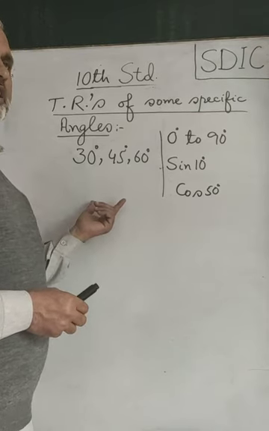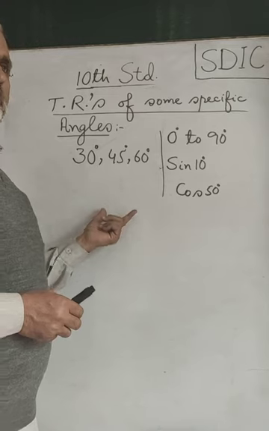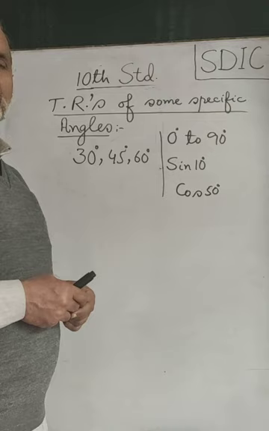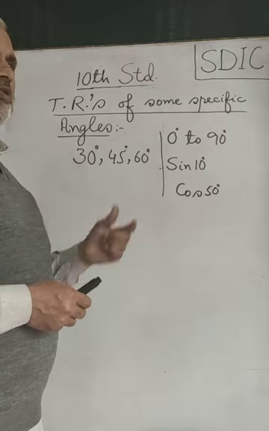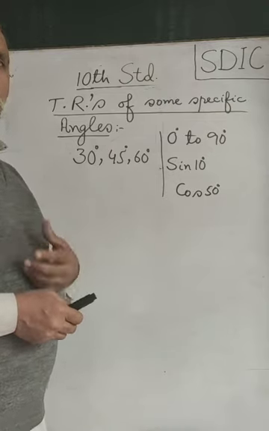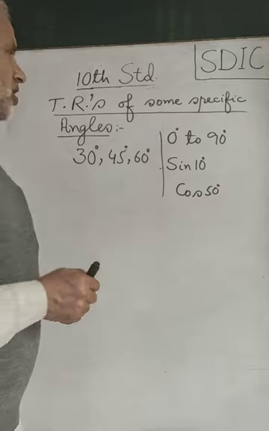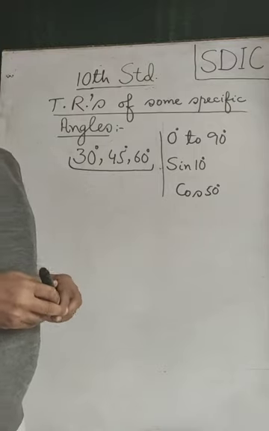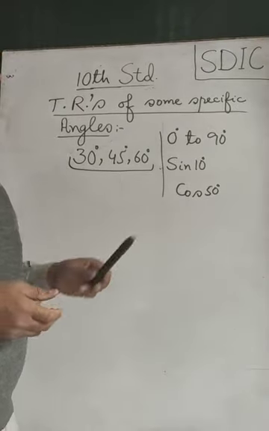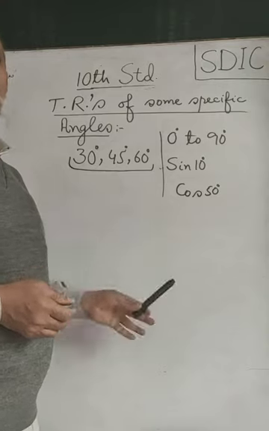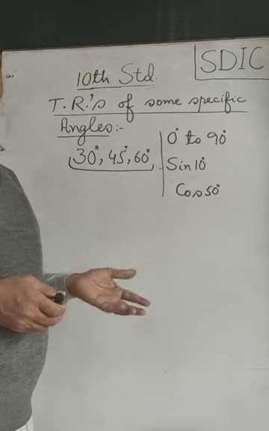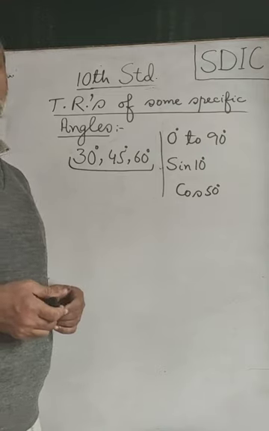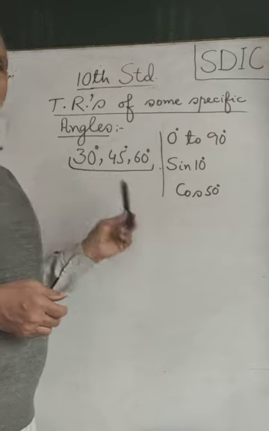What is the value of sine 30 degrees? What is the value of cos 30 degrees, tan 30 degrees, cot 30 degrees, sec 30 degrees, cosec 30 degrees? Likewise, for 45, sine 45, cos 45, tan 45, and so on, and 60. The values of trigonometric ratios for these specific angles will be derived. And after derivation, you will put them in the form of a table and try to memorize them. You have to learn them so that we can use them later.